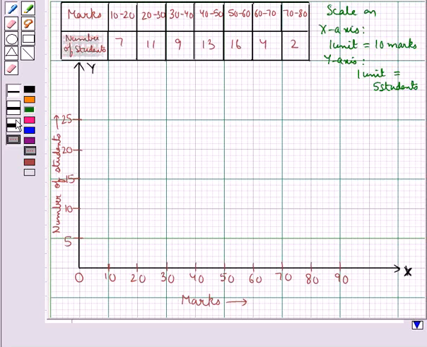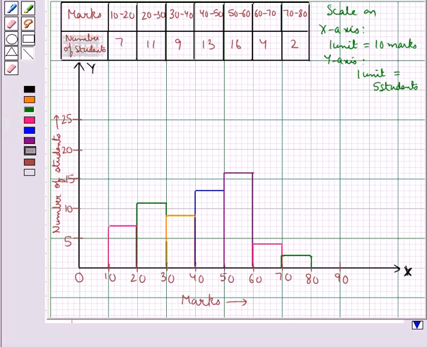We shall now draw the rectangular bars of width equal to the class size, and the lengths of the rectangular bars should be according to the frequencies of the corresponding class intervals. This is the histogram for the given data. As you can see, there are no gaps in between consecutive rectangles. So this resultant graph appears like a solid figure.